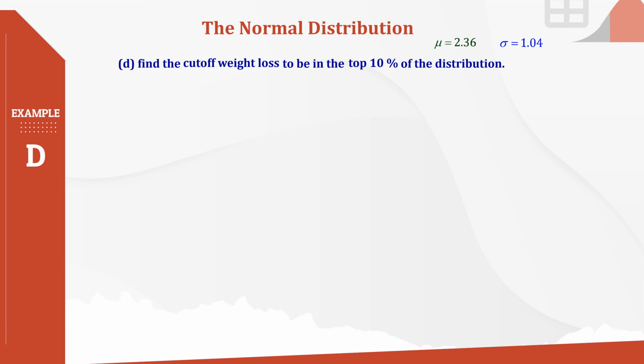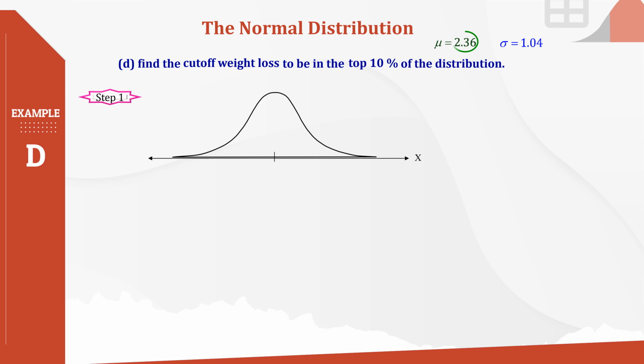Let's move to the last question, D. First, draw a normal curve with the mean 2.36 at the center. The question asks for top 10%. So we shade the right-tailed area with 0.10. We know the mean 2.36 becomes 0 in standard units, so we need to find the corresponding Z score to this area and eventually find the observation value x.